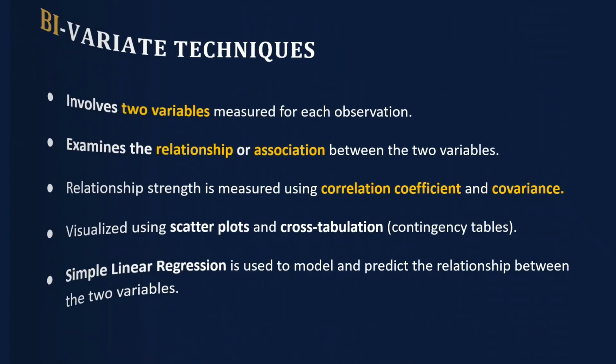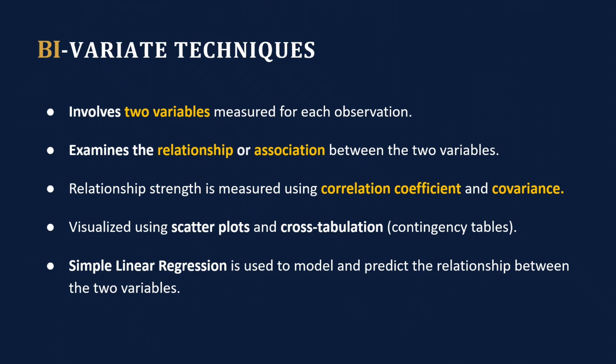So we will move on to the bivariate analysis where we study the relationship between two variables. Now let's move on to bivariate analysis. Unlike univariate analysis where we study only one variable, bivariate analysis involves two variables. It measures both for each observation. So the main objective of bivariate analysis is to determine whether a relationship or association exists between those two variables. For example, we may want to study whether the number of hours a student studies affects their examination mark.